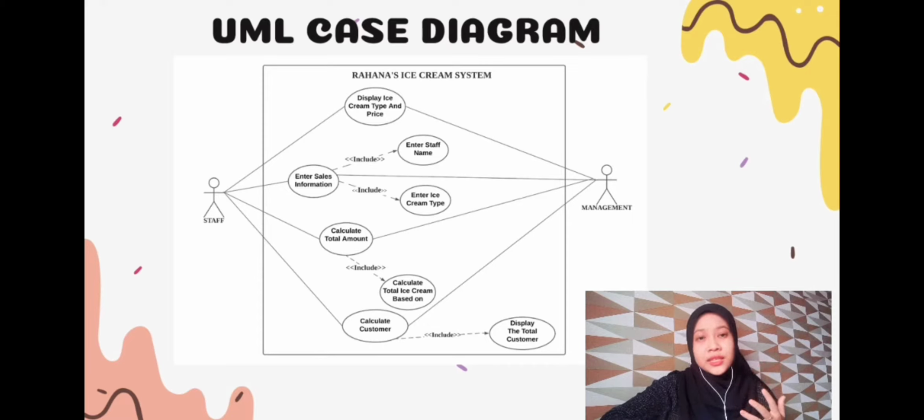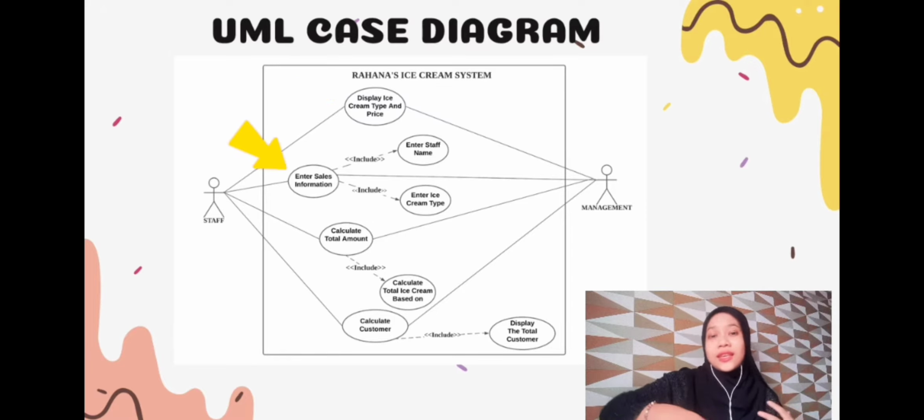Okay, next we have the several use cases that we use in this system. First, we have a use case called display ice cream type and their each price. Next, we have the enter sales information use case that includes entering the staff name, and another one is that the user needs to enter the ice cream type that they want.